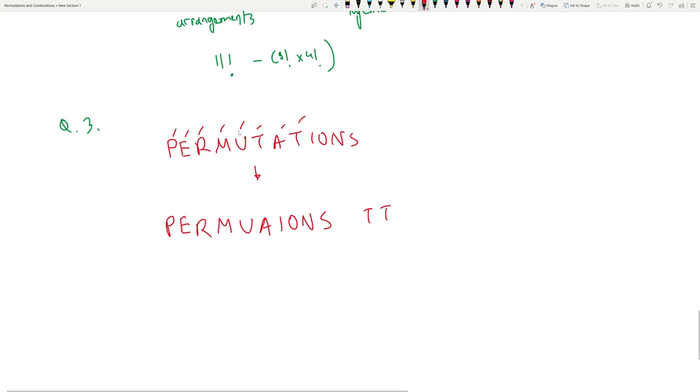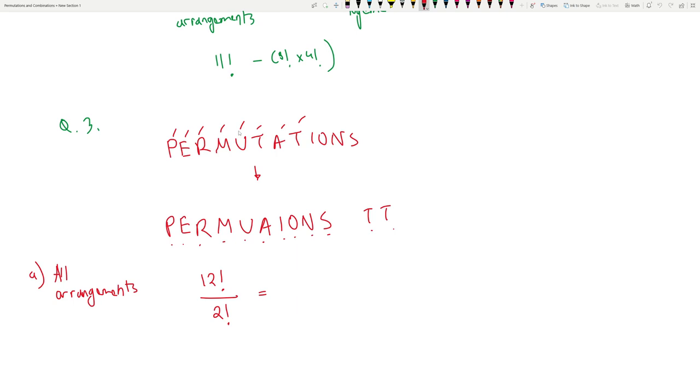So what if they said, find out all the arrangements for the word permutations? What would it be? At first you need to count the number of letters. 1, 2, 3, 4, 5, 6, 7, 8, 9, 10, 11, 12. There are 12 letters, so 12 factorial. This is all arrangements, divided by, since the T's are repeats, 2 factorial. So that is your answer.